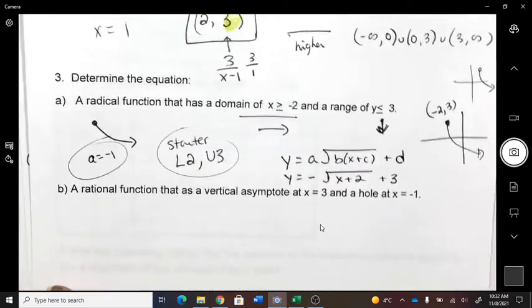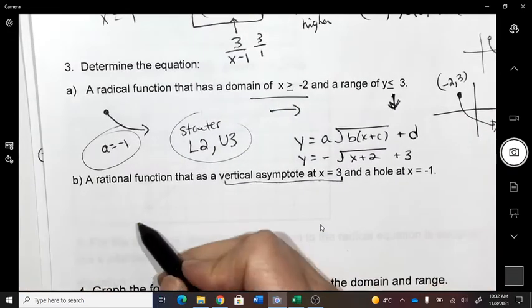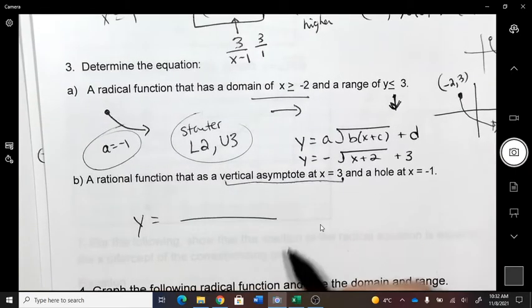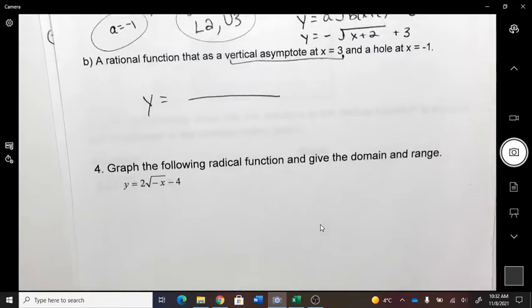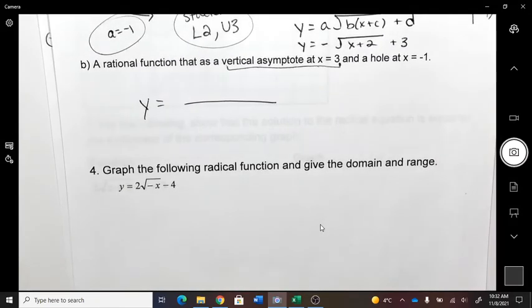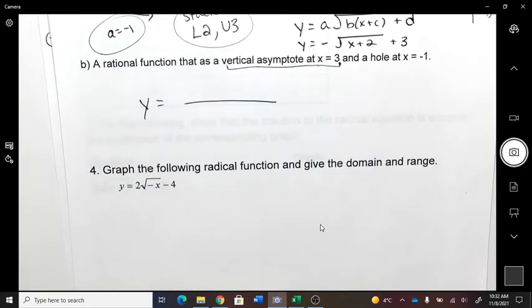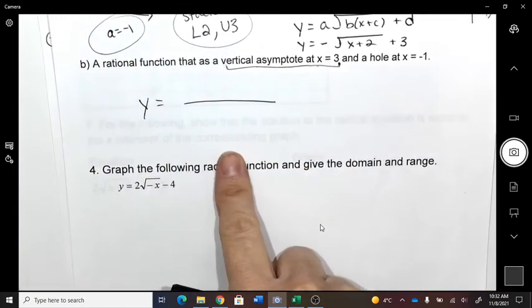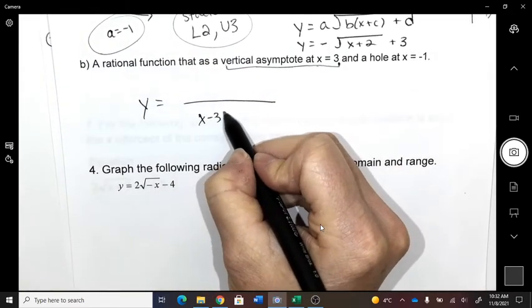Okay, we need to make an equation. This is a rational, so that's a fraction. How do you get yourself into a situation where you have a vertical asymptote at 3? What do you need to see in here? On the bottom. Yeah.